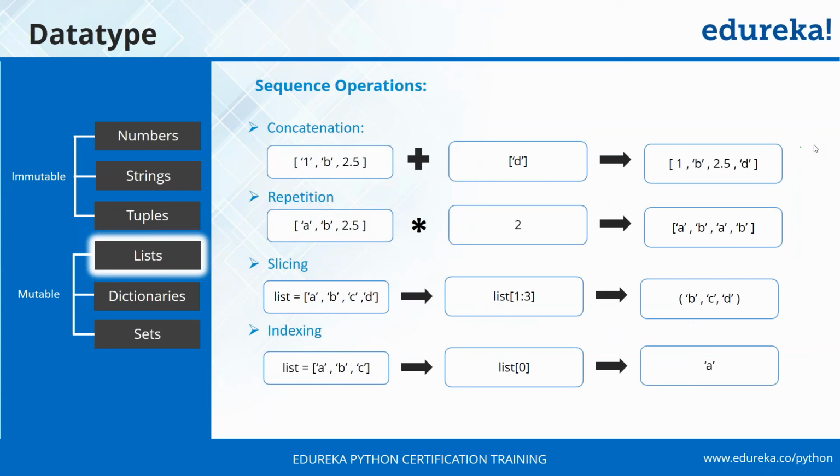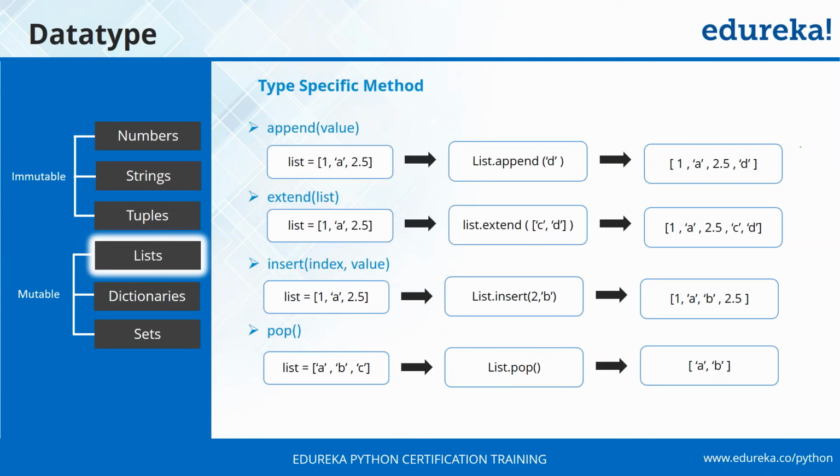Okay, let's look at some of the operations that we perform using list. So similarly, you have concatenation, you have repetition, you have slicing, and then you have indexing. Now you've seen the same for tuples, so I'm not going to repeat this, but let's look at the type specific operations. Now here you have the append operation. I have a list that has 1, A and 2.5. Once I call list.append and specify the value that I wish to add, that value gets added to my list. But let's say if you wish to extend your list with multiple values, then you can use the extend operator.